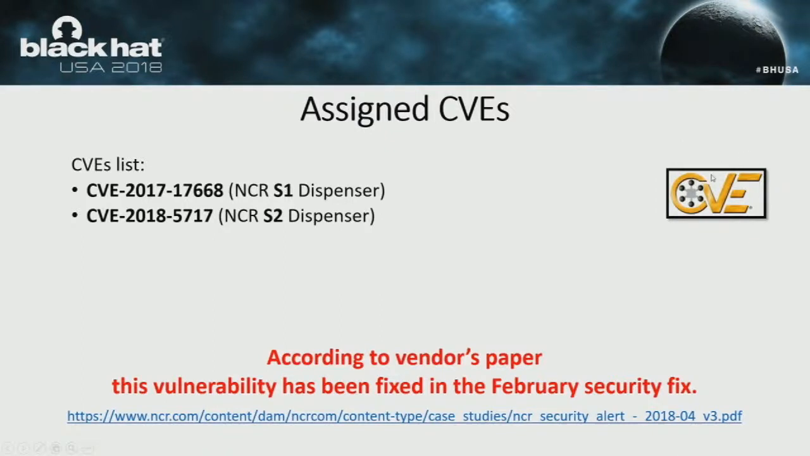After we assured ourselves that the vulnerability really allows executing our own code and issuing money, the report was sent to NCR last December. The research was done on the basis of the S1 controller, but later it was confirmed for S2. The presence of the vulnerability was confirmed and fixed in the February security fix. As you can see, there are two CVE numbers for these vulnerabilities. They are related to the S1 and S2 controllers. Also, NCR issued a white paper related to these recommendations for updating.